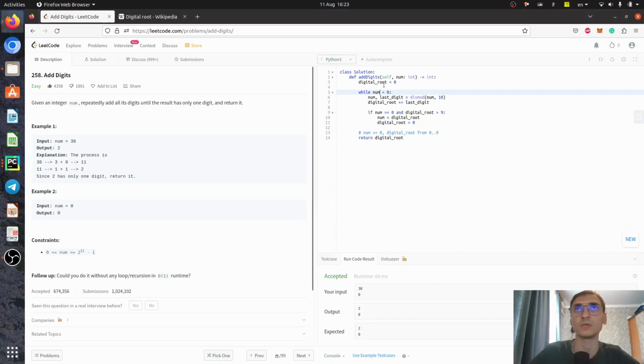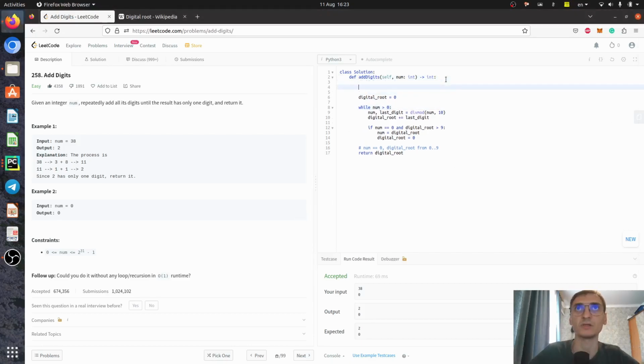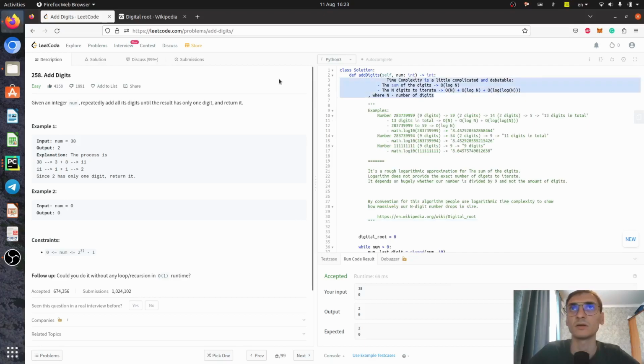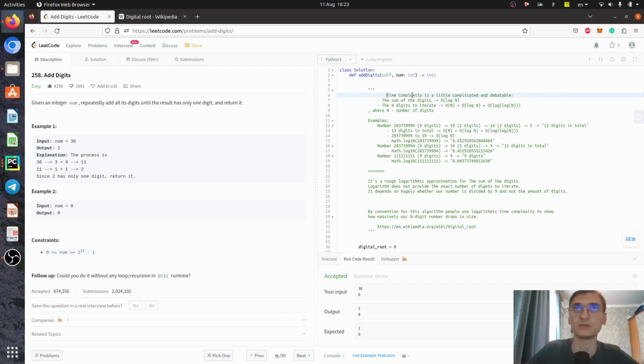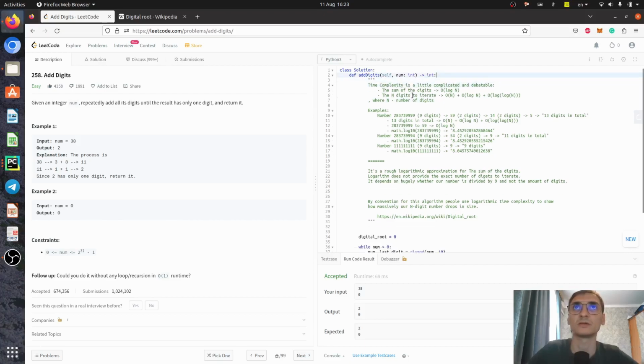Let me copy it here, and let's take it here. That's it. Okay, time complexity is going to be a little bit difficult and complicated for finding digital root.